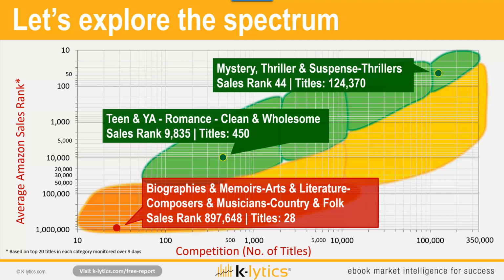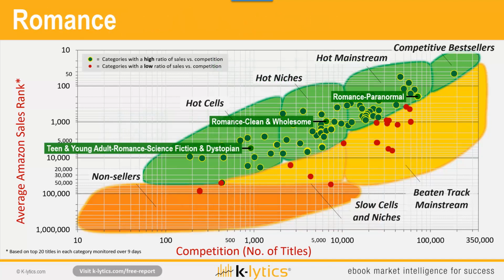Or you could say, I want to be the number one bestseller in biographies and memoirs about country and folk musicians. Well, you see what's happening there. You'd compete with only 20 to 30 other titles, but the sales rank is pretty low. This gives you the breadth of the spectrum, and you could then confine it to certain genres. For example, romance. This is like the whole health status of the romance genre. Still many opportunities of, say, smaller and medium-sized categories that come with pretty high sales in relation to the level of competition involved.